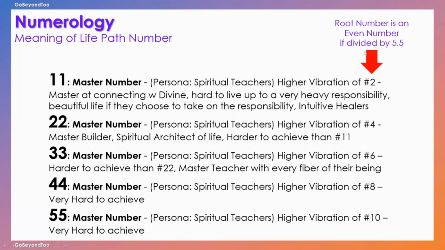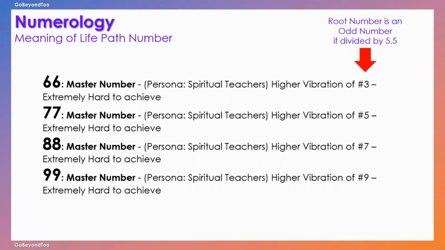11 are the people masters at connecting with the divine, while 22 are the master builders, spiritual architects. The higher the number, of course, the harder it is to achieve than the previous ones. So 33 is really hard to achieve, and then 44 is very hard to achieve, and 55 and above is almost impossible to achieve. But they all are rooted in the even numbers 2, 4, 6, 8, and 10. This will be numbers 66 and 77, 88, and 99.